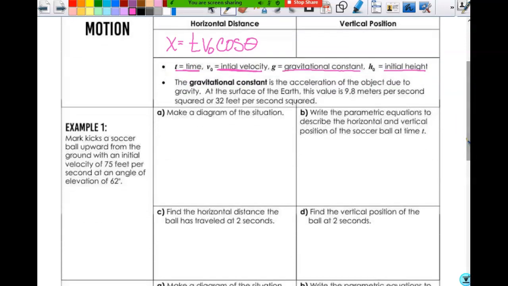So the vertical position looks like this. Y equals t times the initial velocity times the sine of theta. So far these look the same, but this has sine instead of cosine, but this one keeps going. Minus 1/2 times the gravitational constant times t squared plus the initial height, h sub 0.